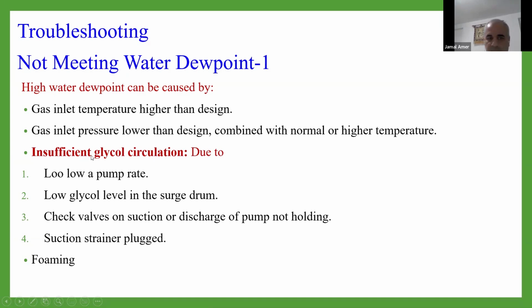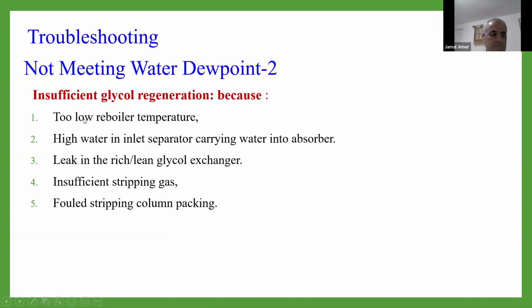Insufficient circulation rate. If we don't have enough circulation rate of glycol, that will keep some water in the gas, due to low pump rate, low glycol level in the surge drum, check valves on the suction and discharge of the pump not holding, suction strainer blockage, or foaming. Also insufficient glycol regeneration: too low boiler temperature, high water inlet separator carrying water into the absorber, a leak in the rich-lean glycol exchanger, insufficient stripping gas, or fouled stripping column packing.